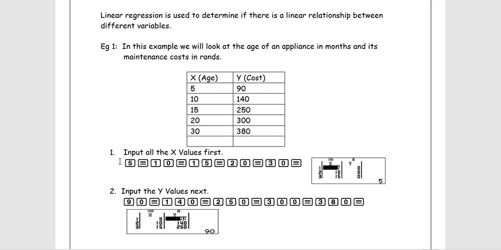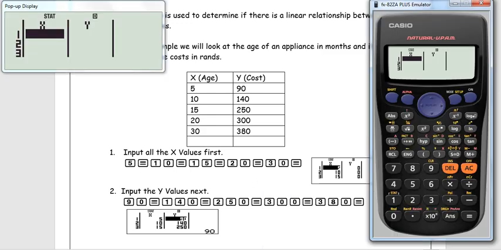Step number 1 that we're going to follow is we're going to need to input all our x values first. So let's have a look at our calculator. In order to enter our values, we're going to do the following. 5 equals, 10 equals, 15 equals, 20 equals and 30 equals.